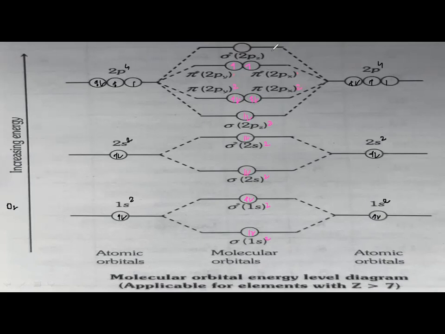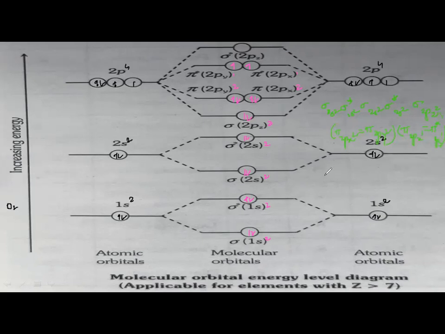Correct? Write the configuration. The configuration of the oxygen molecule will be sigma 1s2, sigma star 1s2, sigma 2s2, sigma star 2s2, then sigma 2pz2 first, then pi 2px2 equal to pi 2py2, then pi star 2px1 equal to pi star 2py1. Is that clear? I've written this configuration.